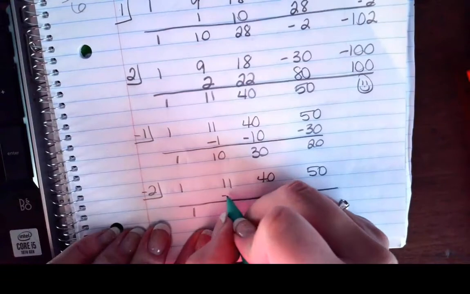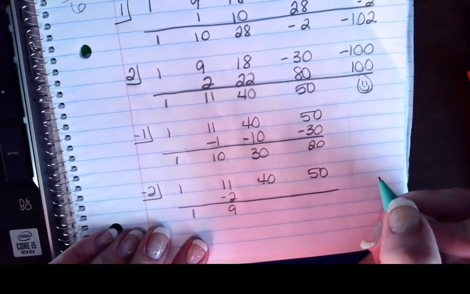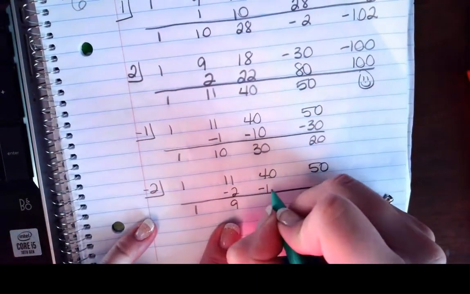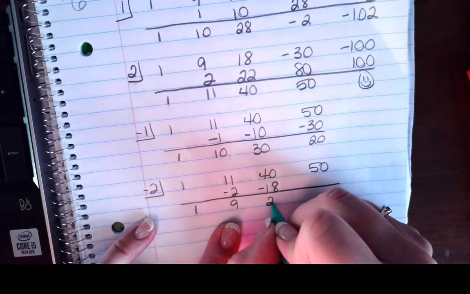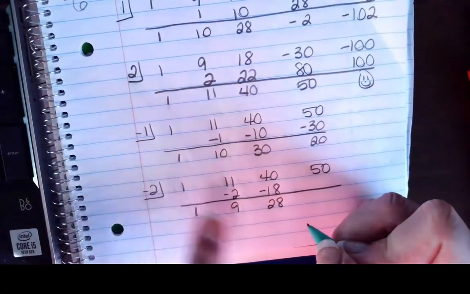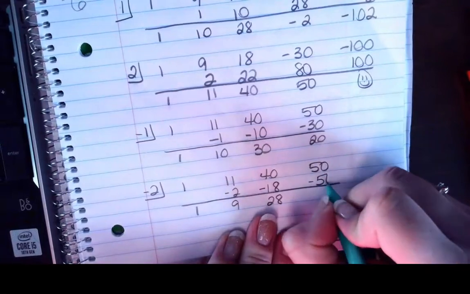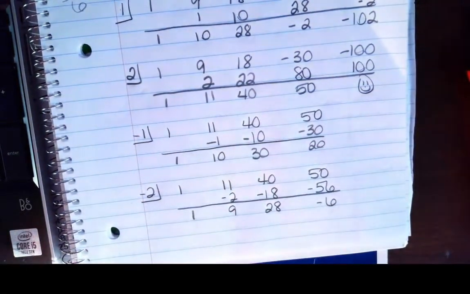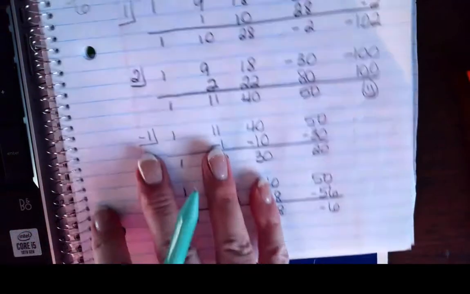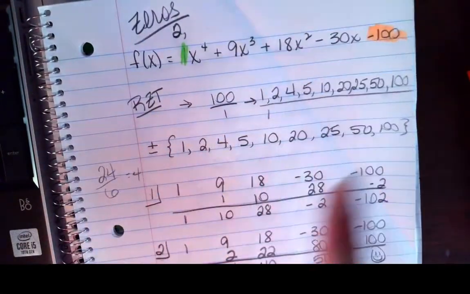So negative 2 times 1 is negative 2. That gives me 9. Negative 2 times 9 is negative 18. That gives me 22. Negative 2 times 22 is negative 44. That gives me 6. Didn't work. So I'm still going to find something else. So let's try. I'm not going to try negative 3. It's not in my pile. So let's try negative 4. 1, 11, 40, 50.